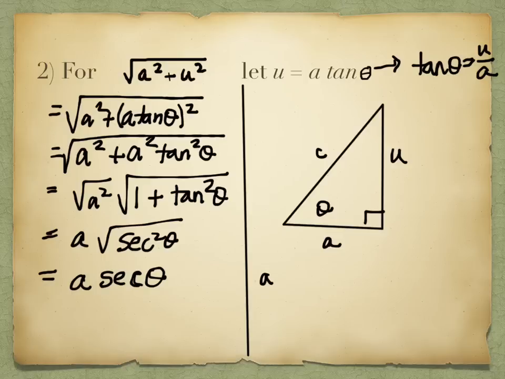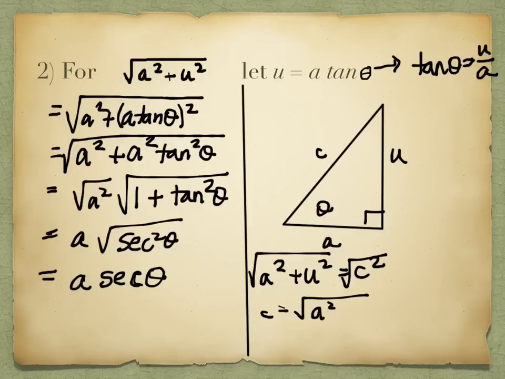Then a squared plus u squared equals c squared. And I'm trying to solve for c. So what is c? It's the square root of a squared plus u squared, which should look familiar. That's where we started, right? So this expression of tangent of theta equals u over a is the right expression to make this work. Well, let me write this in.